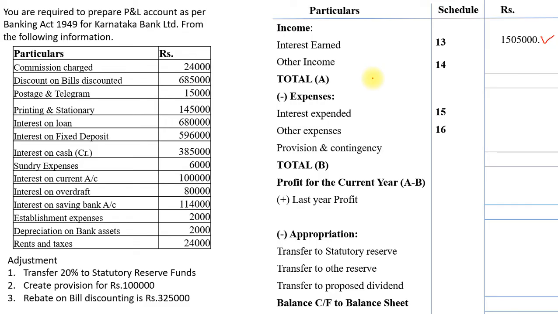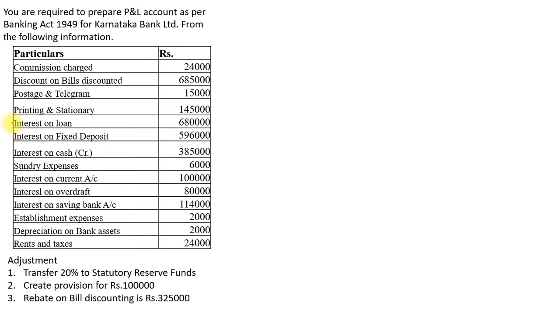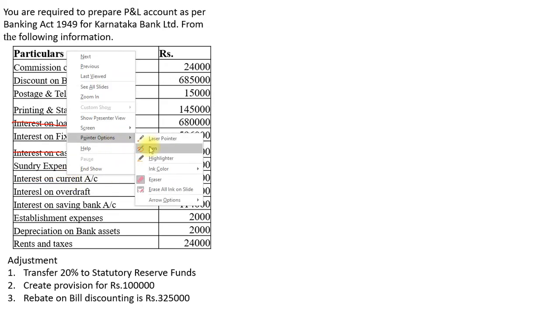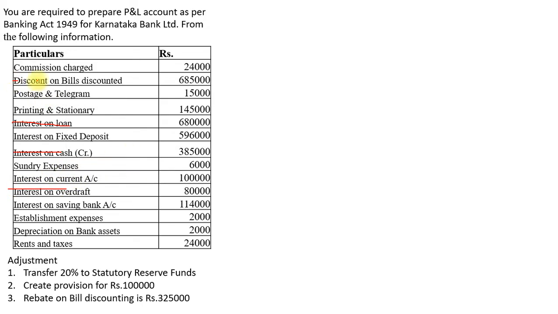Now let us start with schedule number 14, other income. Let us check what other incomes are available. Now look here, we are already done with interest on loan, interest on cash, interest on overdraft. Okay, we finished with discount and we have completed the rebate. So now we have to check for any other income which is available. Number one, commission charged. Yes, that's an income. The moment bank charges commission, it's an income for them. So that's another income.